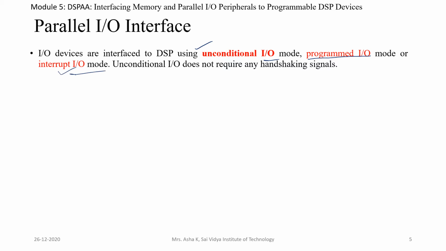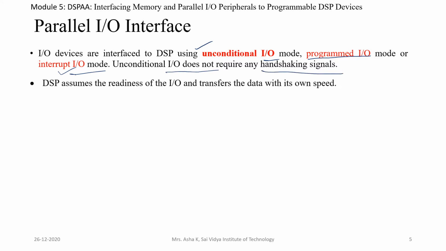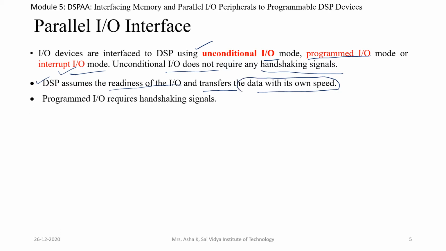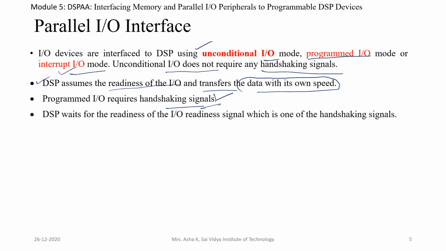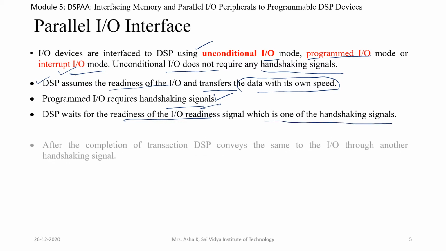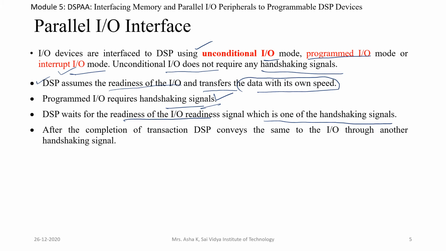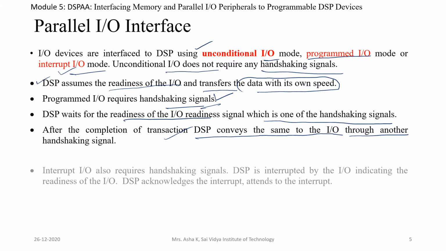In case of unconditional input-output mode, it does not require any handshaking signals for communication. The DSP assumes the readiness of the input-output and transfers the data at its own speed. Whereas in case of programmed input-output mode, it requires handshaking signals for communication. DSP waits for the readiness of the input-output signal, which is one of the handshaking signals. And after the completion of the transaction or conversion, DSP conveys the same to the input-output through another handshaking signal.